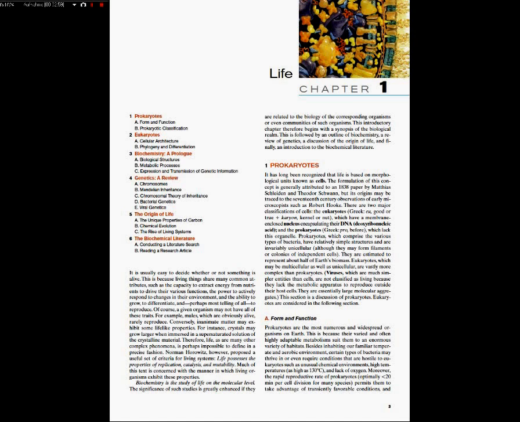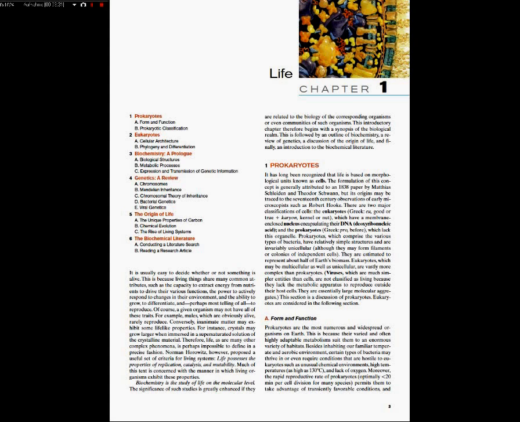Prokaryotes, which comprise the various types of bacteria, have relatively simple structures and are invariably unicellular, although they may form filaments or colonies of independent cells. They are estimated to represent about half of Earth's biomass. Eukaryotes, which may be multicellular as well as unicellular, are vastly more complex than prokaryotes.